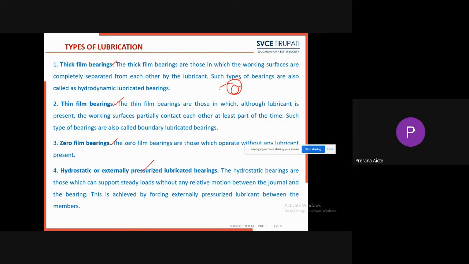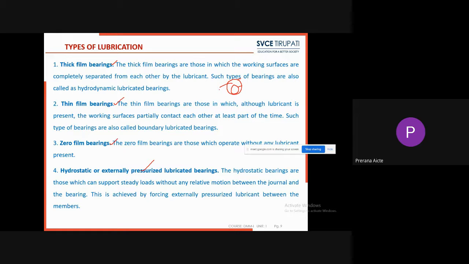So thin film lubrication. What is thin film lubrication? If I am going to use a lubrication oil that will only partially contact the journal and bearing surface, that is called thin film lubrication. So what is thick film lubrication? If you are completely supplying lubrication oil between the journal and bearing surface, that is called thick film lubrication. If the lubrication oil is there only in partial contact between the two surfaces, that is called thin film lubrication or thin film bearings.